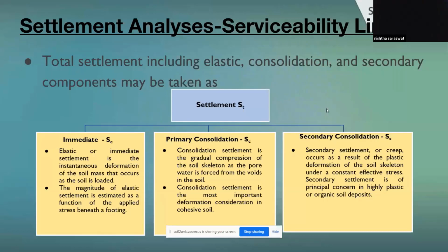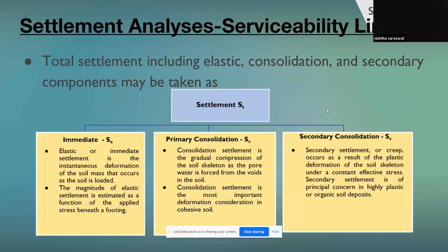In sand, we observe immediate settlement because the surface area for sand particles is larger, so it does not have the water retention capacity. Whereas we remember in the fine grained soils such as clays and silts, because of the larger surface area, the water holding capacity is more. Hence, the dissipation of water is not very quick, which leads to build up of pore water pressure.